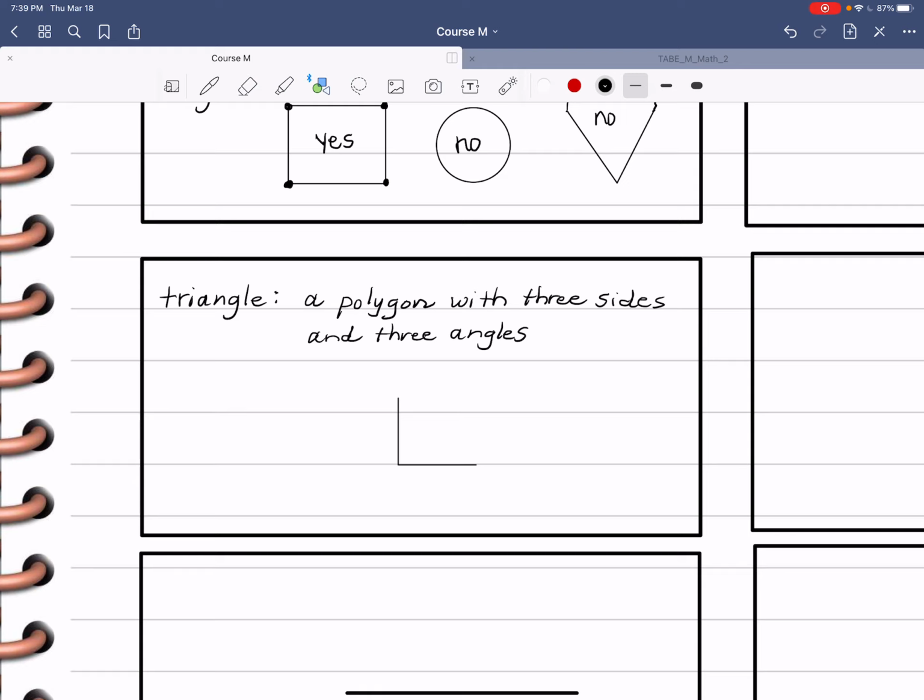And let me draw one for you. That's not a polygon, that's curved. Sorry, I didn't mean for that to happen. Three sides, three angles.